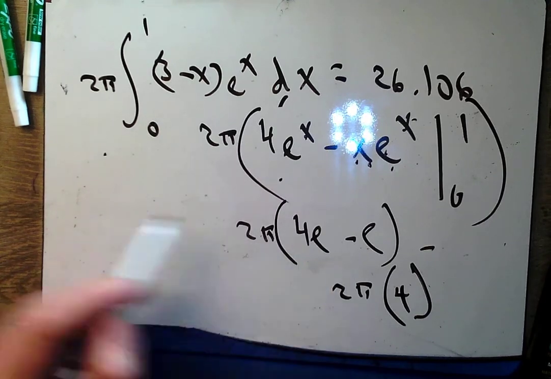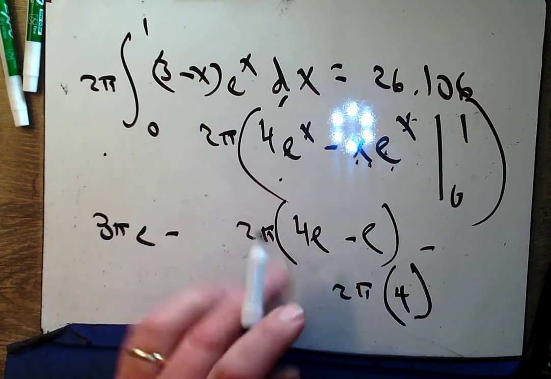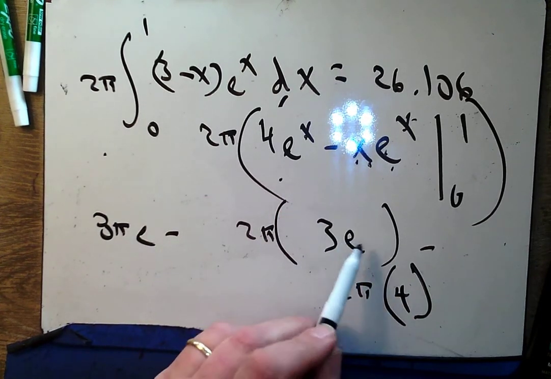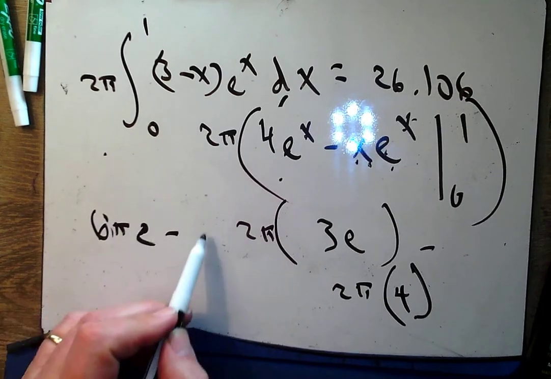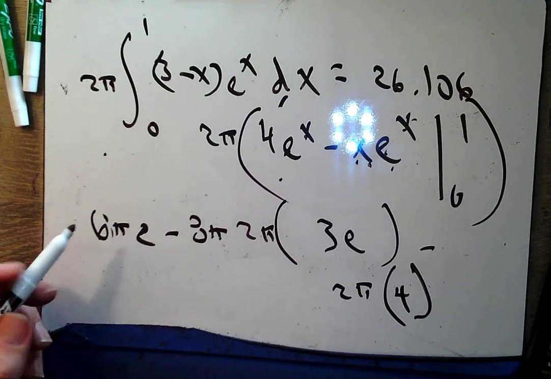So, what do I have? I've got 8 pi e. No, that's 3 e. So that's 6 pi e minus 8 pi. Okay.